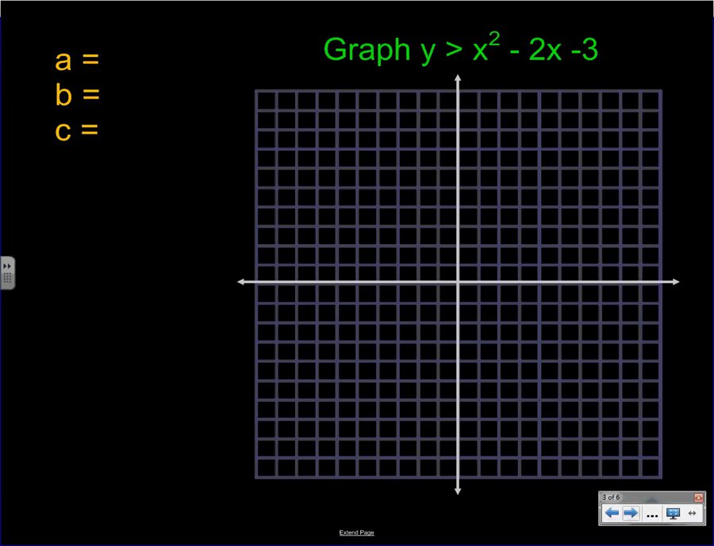If it's asking you to graph this quadratic inequality, y is greater than x squared minus 2x minus 3. Okay, so what are we going to do here? Well, remember, we should think about graphing the quadratic equation that says y is equal to that. So therefore, if it's equal to, a is going to be 1, b is negative 2, and c is negative 3.